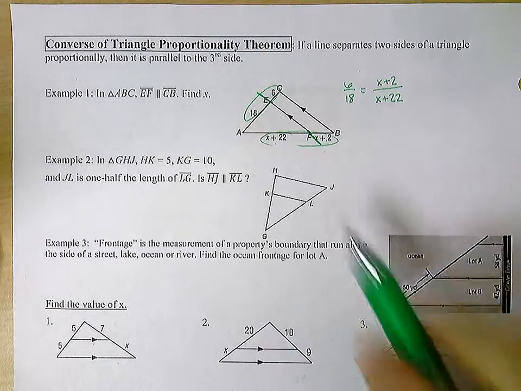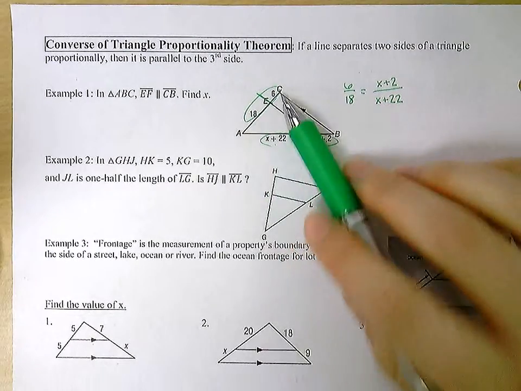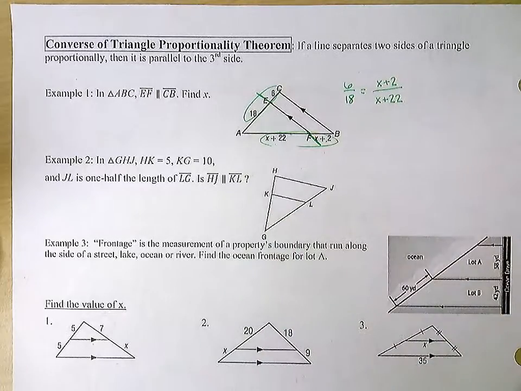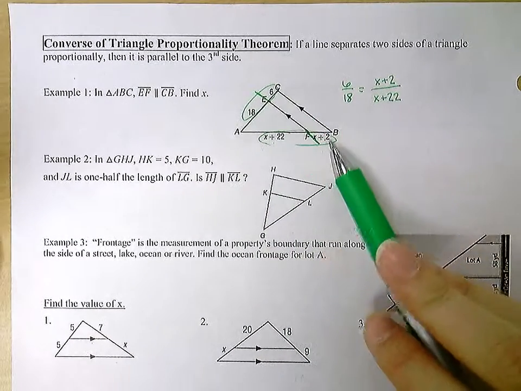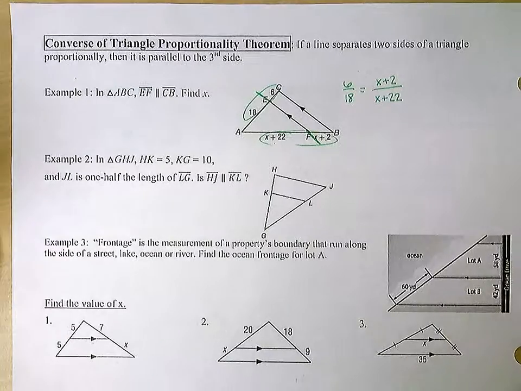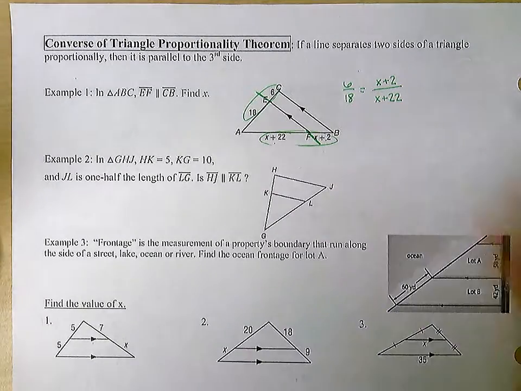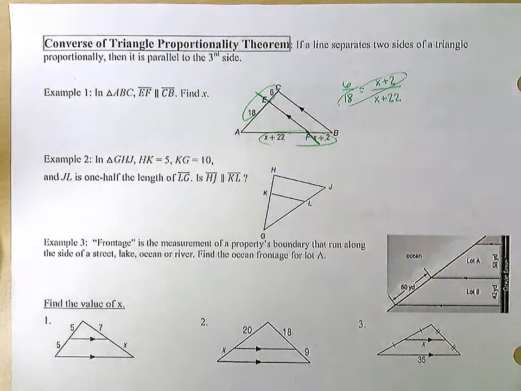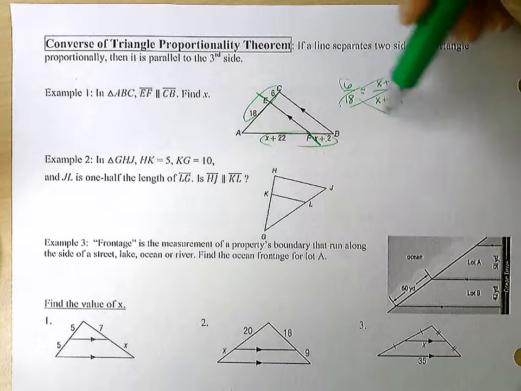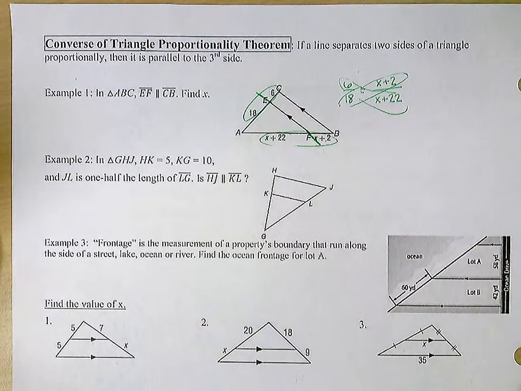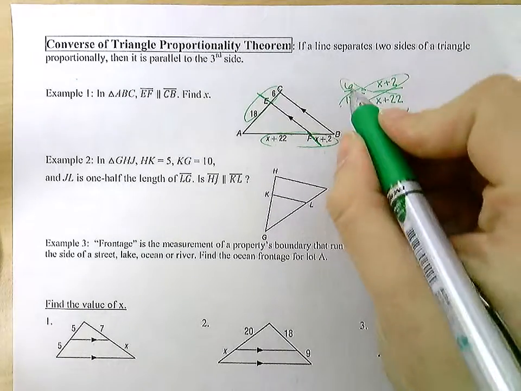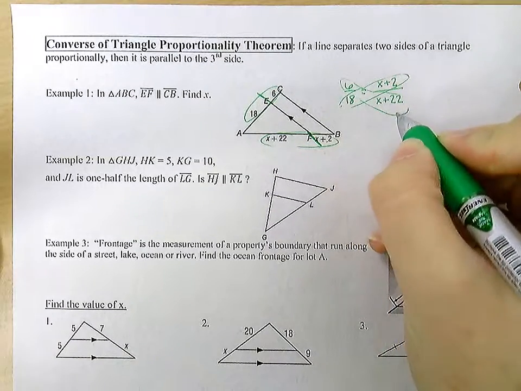You could also set it up where you find your entire side of AC and your entire side of AB. You could set up 6 over x plus 2 equals 18 over x plus 22. Okay, multiple ways to set this up. Now that I set up my proportion, we just do what we have been this entire chapter. We cross multiply. Okay, so I'll multiply 18 times the quantity x plus 2 and 6 times the quantity x plus 22. Okay, and don't forget to distribute your number to both terms.